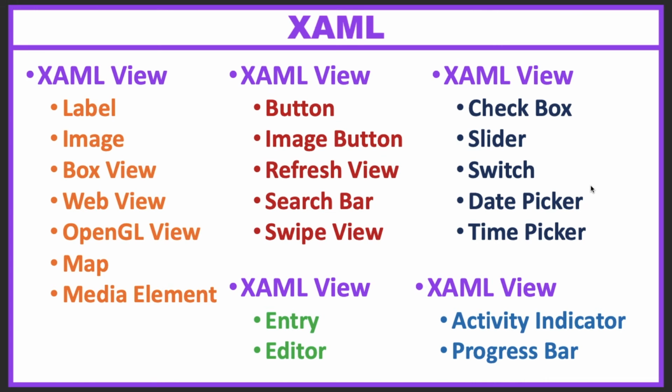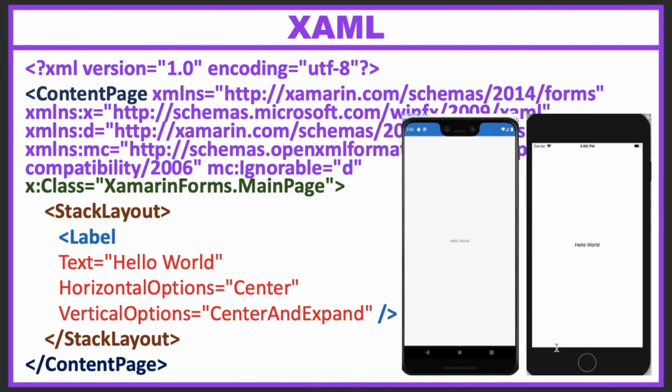And to indicate to the user what is going on, we have to use activity indicator or progress bar indicator. So these are all the views used in XAML.